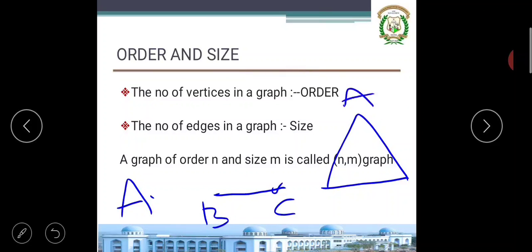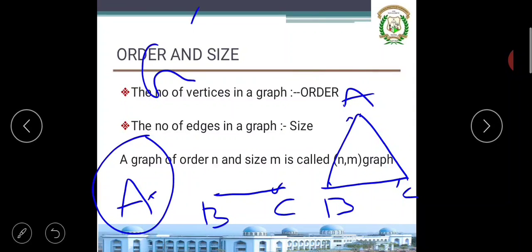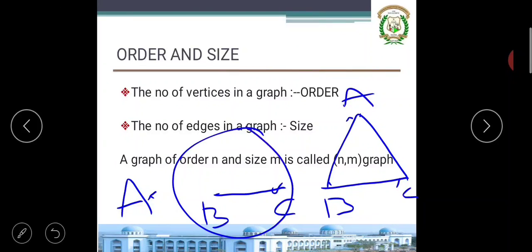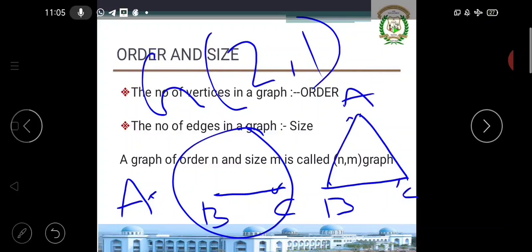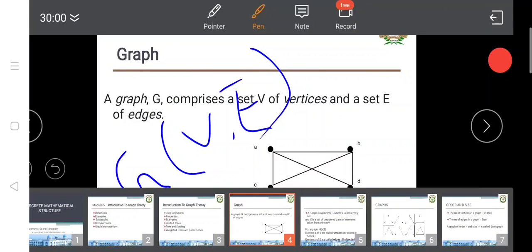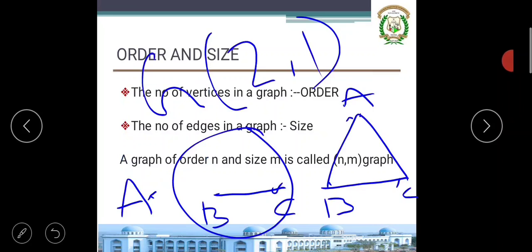This is A, B, and C. These are all vertices A, B, C. Remember, the first one is a graph of one vertex and zero edges. Will you agree with my point? Yes. The second one is a graph of two vertices and one edge, because there are two vertices B, C and one edge, the edge BC.